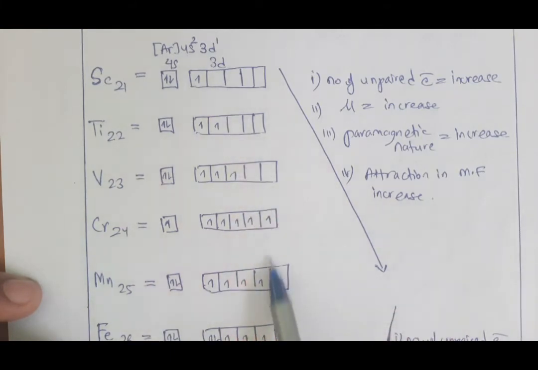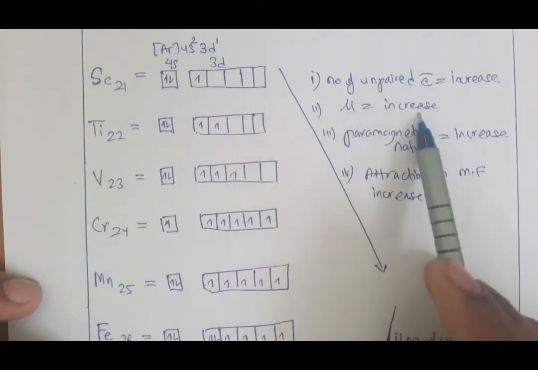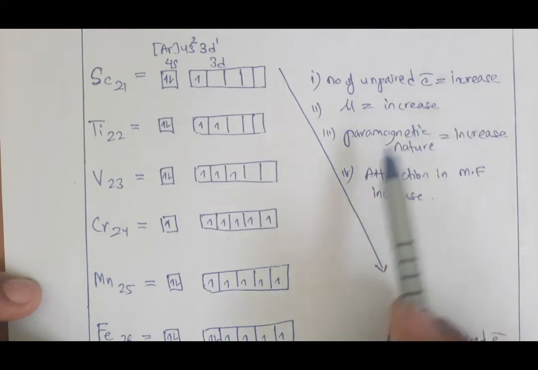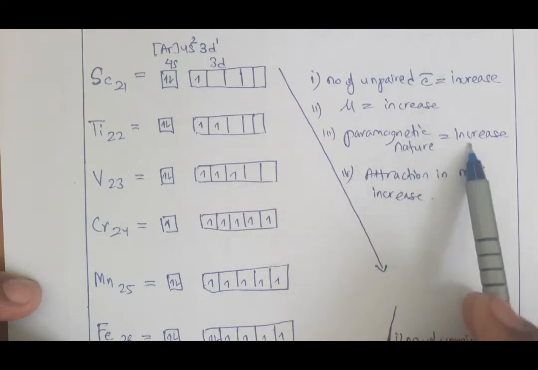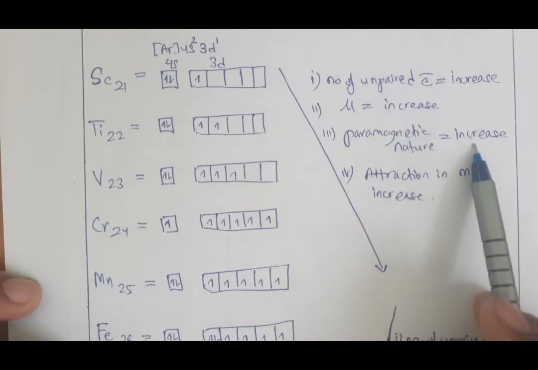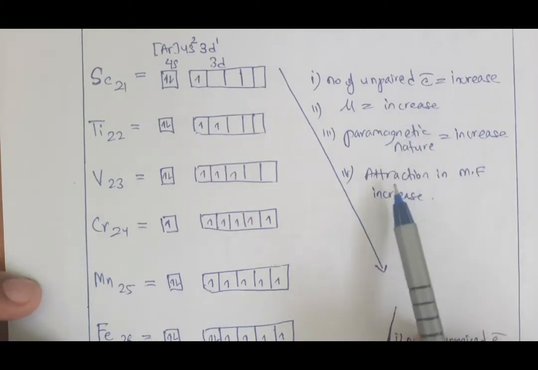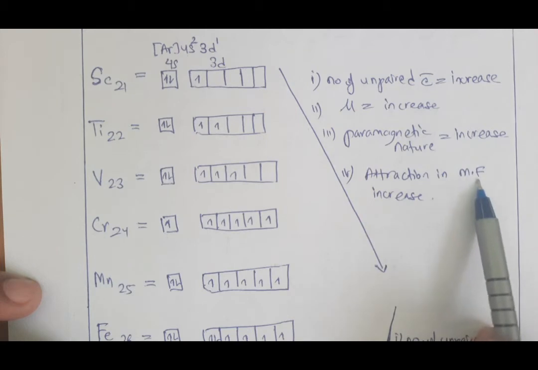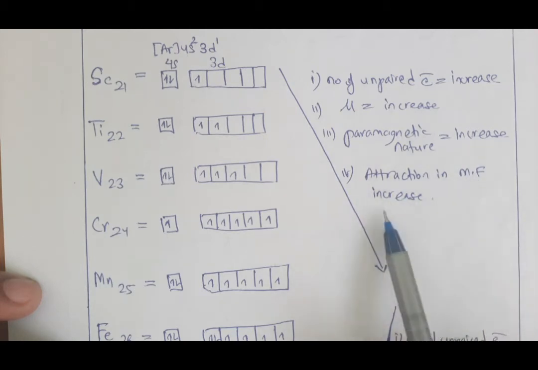And as the number of unpaired electrons increases, the magnetic moment value will also increase. And the more the unpaired electrons, the more paramagnetic nature we say. So if unpaired electrons increase, magnetic moment increases, paramagnetic nature also increases. And they will suffer more attraction in MF, means magnetic field. So attraction in a magnetic field will also increase.